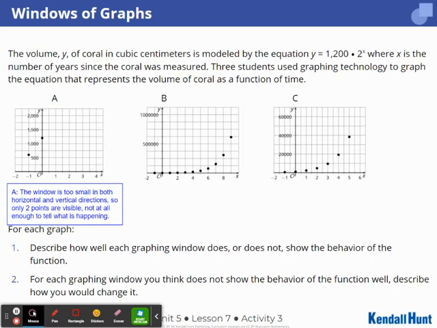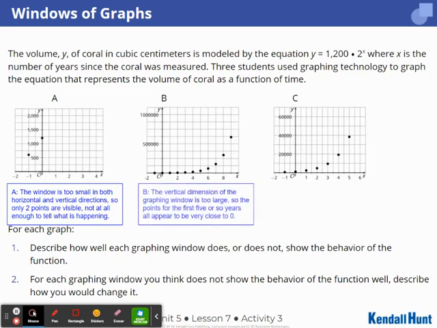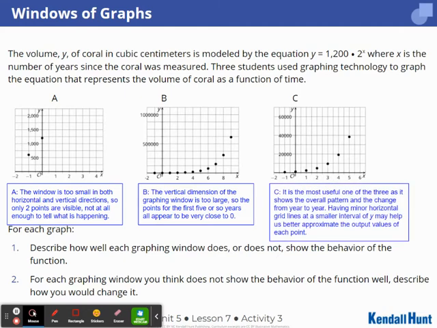For graph B, the window is going from 0 to 1,000,000 on the y-axis, and that is much too large. We can see multiple data points and you can see the trend, but it's hard to estimate what's happening between like negative 1 and 5. They're all so close to 0, you can't tell what's going on, and you can't make a good estimate from that. If you look at graph C, we have the points a little more spread out, and it's only going from 0 to 600,000. So you can still see the pattern like you do in B, but you're able to make a better estimate of what those values are on the x-axis between 0 and 5.